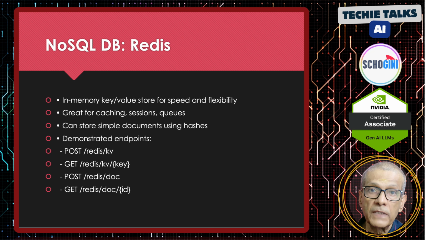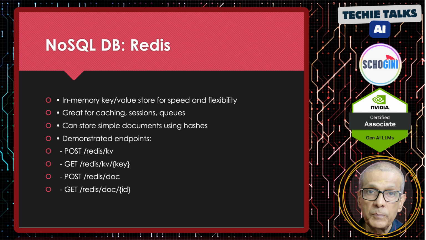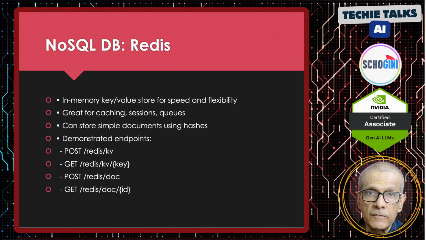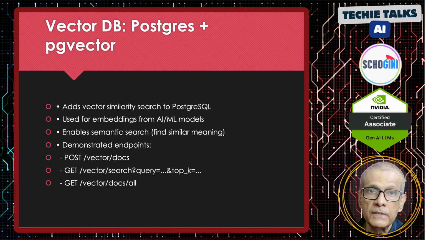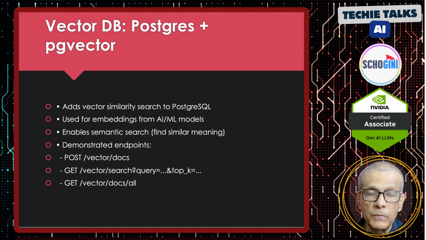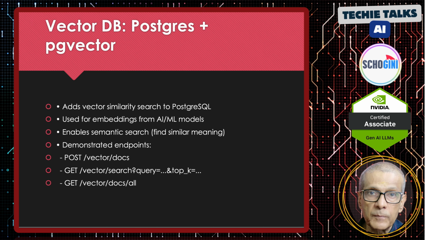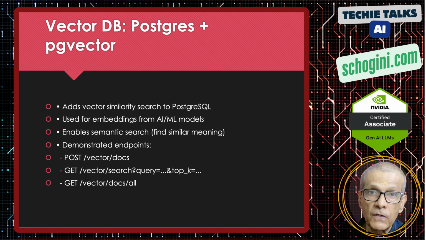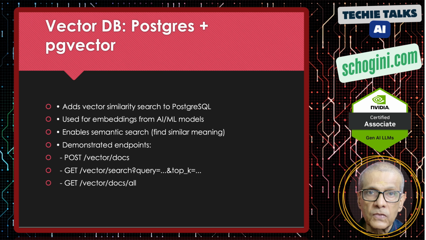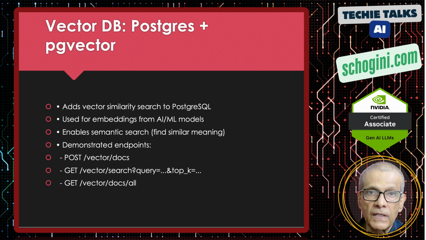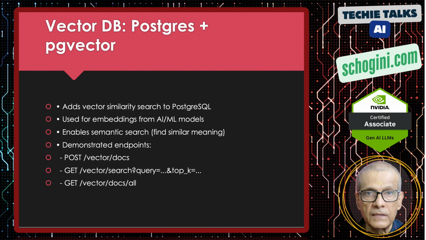Vector database. For vector database, we will use the PostgreSQL pgvector extension as an example. Finally, the modern frontier: vector databases. Here we use Postgres extended with pgvector. It allows us to store embeddings, numeric vector representations of text, and perform similarity searches. Instead of exact matches, we can find conceptually similar items.